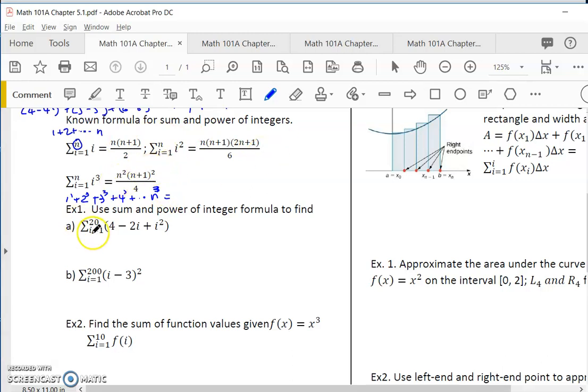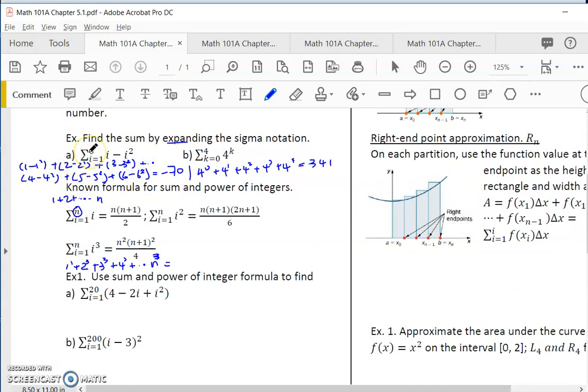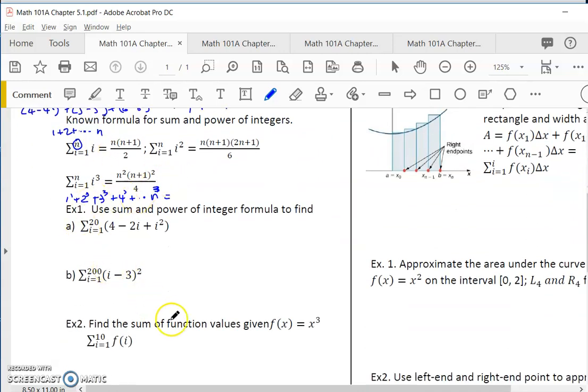So A, I want to add i from 1 to 20. Last time when we were expanding by hand, we just went to 6 because it takes a long time to enter these numbers into the calculator. But i from 1 to 20 is quite a big number, so it makes sense to use this sum of powers of integers. So the first thing we want to circle is this is n. n is 20. And then let's look at these that have i squared, so this corresponds to this formula, but they have coefficients next to them.